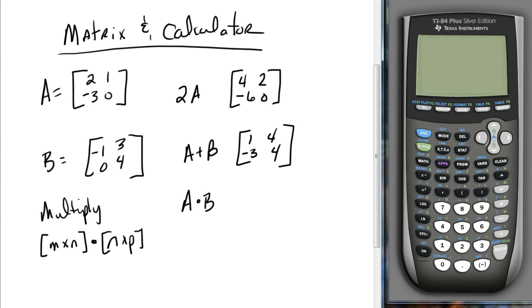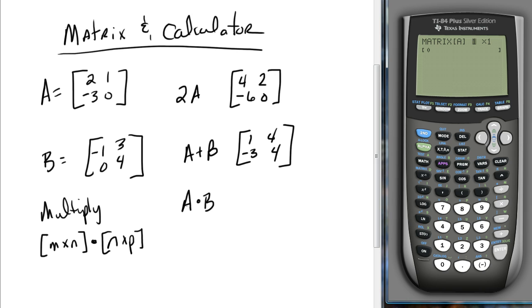Well, you might be like, well, how do I use a calculator? So here we go. Over the inverse button is matrix. So press second matrix. Let's type in A. The first thing is we go to where it says edit, press edit, and I want to edit the A.